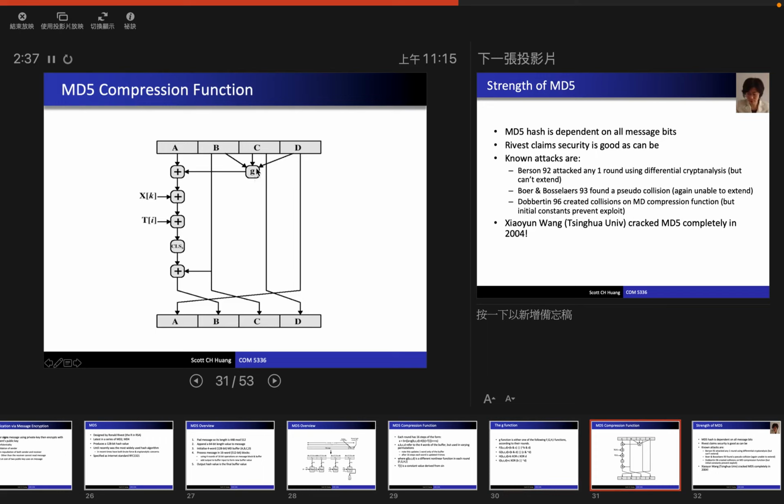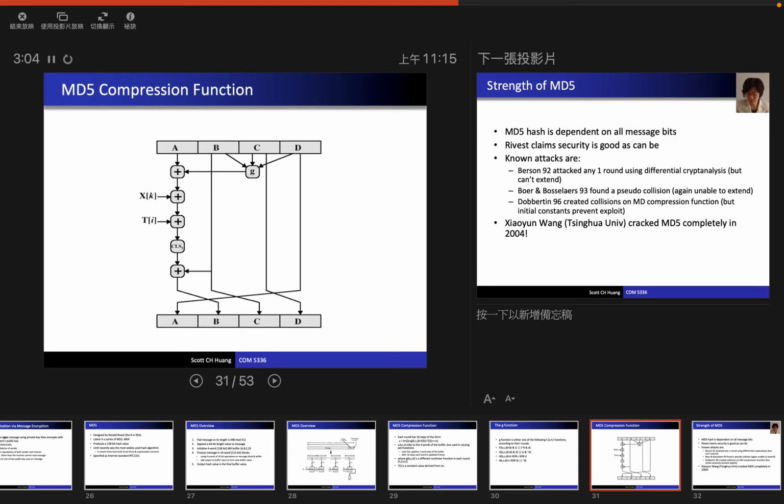Either one of the functions will be this small g, and then you take these three values from the buffer, and then enter here, and then XOR with A, and then XOR with these two arrays, and then circular left shift. You know, the tricks are like that. So this is basically one round of MD5. You just keep doing that.